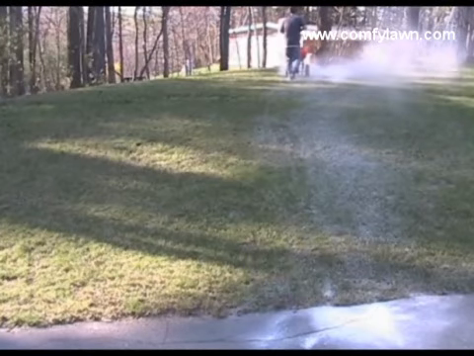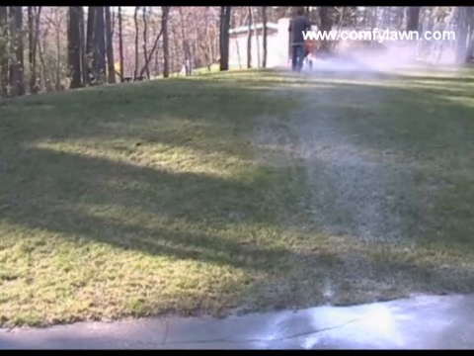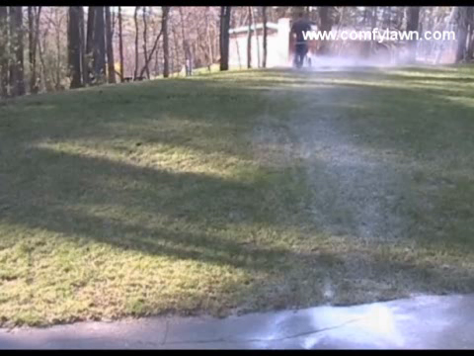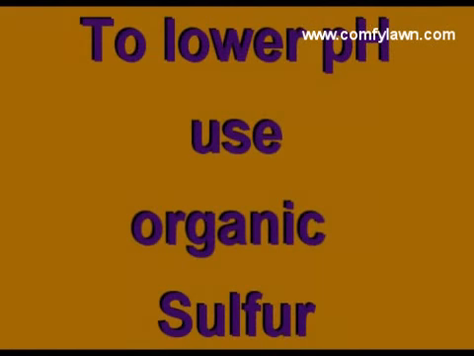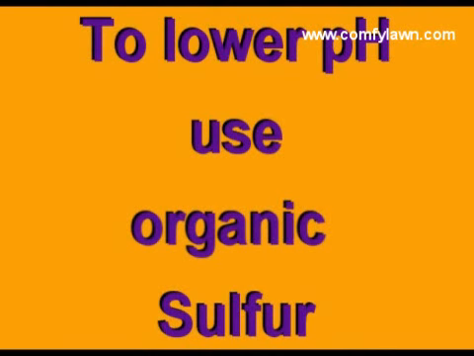Granular lime is easier to use than pulverized lime, but pulverized works quicker. Just make sure you don't use it when it's too windy out. As you can see, it goes everywhere. To lower the pH, use granular sulfur. If you need to lower the pH and your magnesium and potassium levels are low, use sulfate of potassium magnesium. Cottonseed meals are also known to slowly lower basic soils.